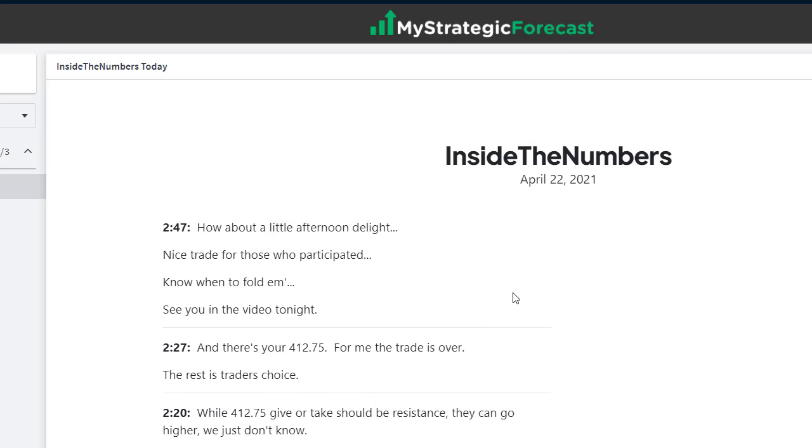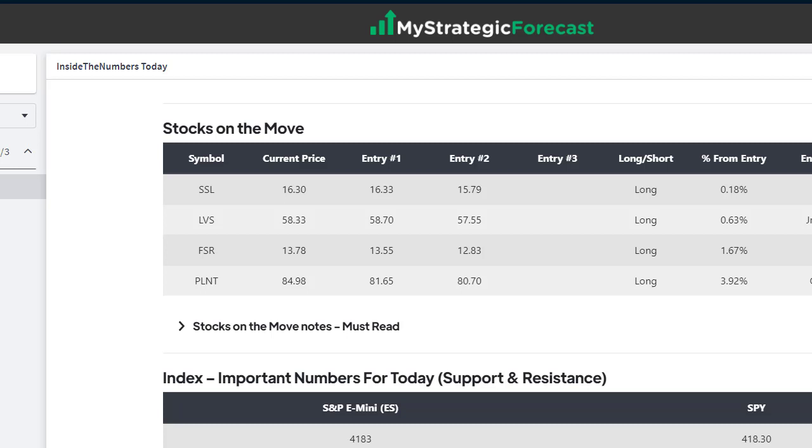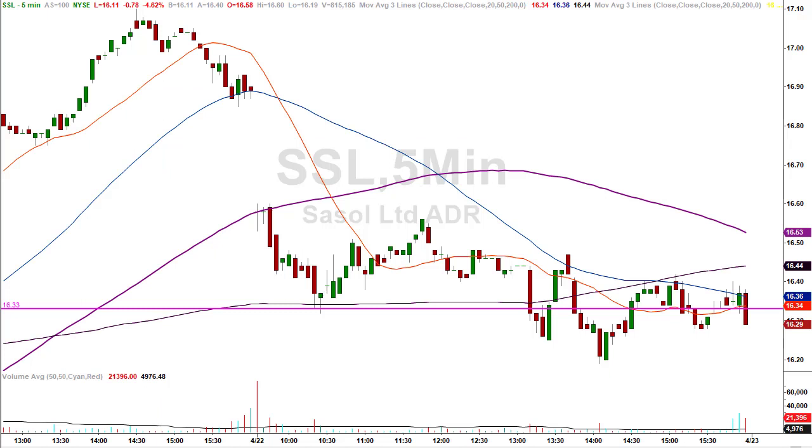Let's see what else we have in the notes, and then we'll go back and circle down to stocks on the move, because the same thing applies with those. They look like falling knives most of the time. But guess what? They're not. It all depends on how you want to look at it. We had 3 that hit their price targets or entry targets today. SSL, LVS, and FSR. PLNT did not, so it's off the board. We wipe it clean. It's a no trade.